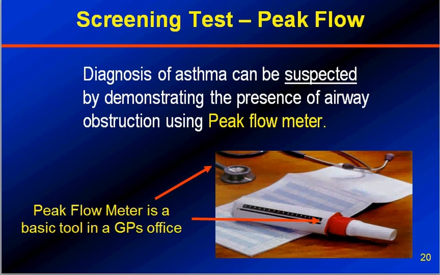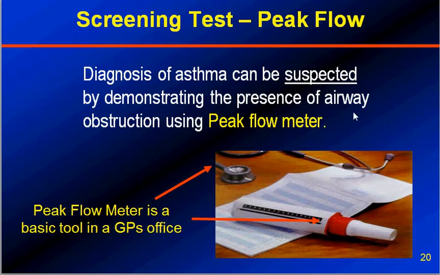How do we make a diagnosis of asthma? The best screening test would be to measure the peak flow using the peak flow meter. This peak flow meter is a very inexpensive gadget. It is a basic tool in every general practitioner's office.